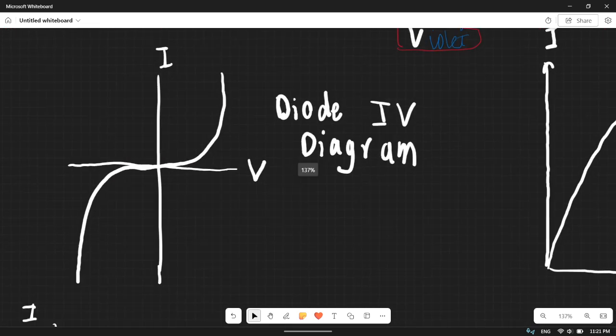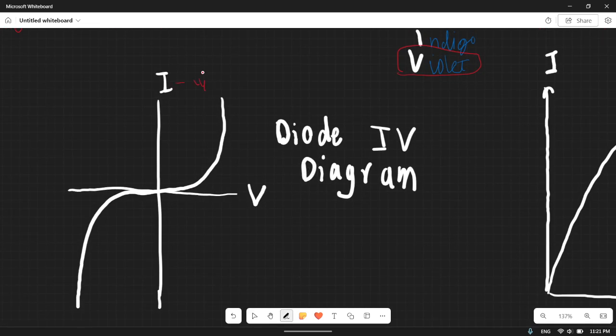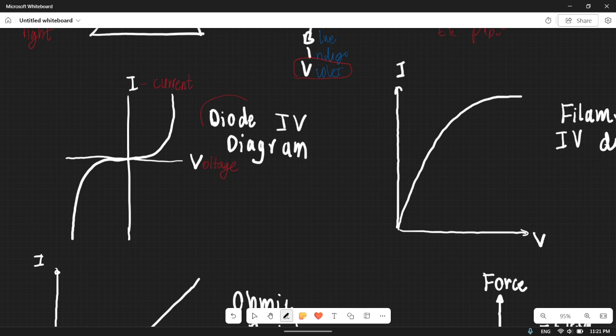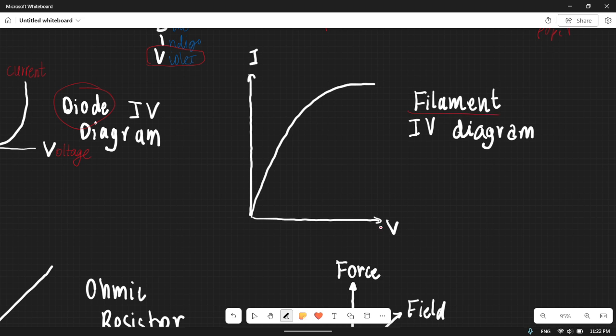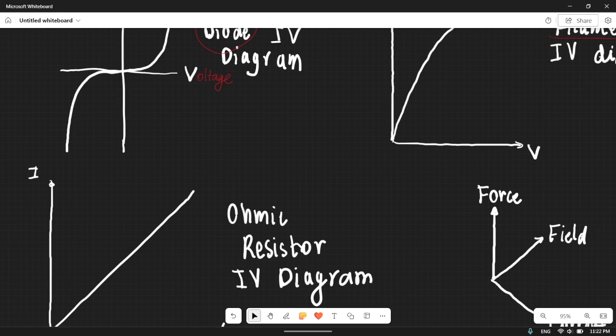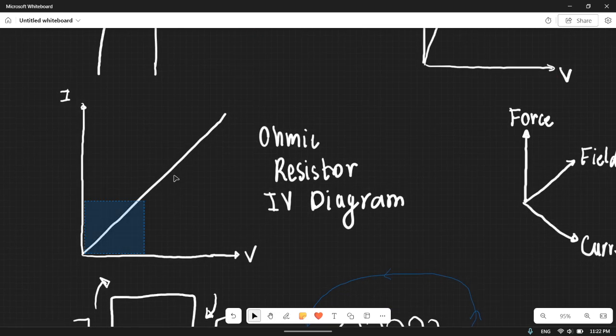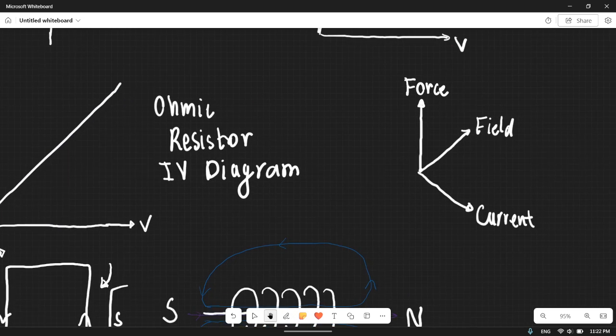Then we need to know the diode IV diagram. So I stands for current, and V stands for voltage. So this is how the IV diagram for a diode looks, whereas the IV diagram for a filament looks like this. I'm not going to cover the detail of why it looks like this because that will be a bit time consuming. Maybe I'll make separate videos on them if you put it in the comments. And then for an ohmic resistor, it's basically a straight line. So those are the things that you need to know.